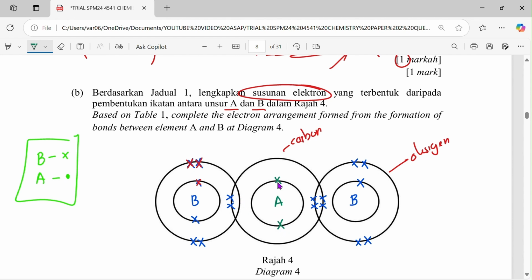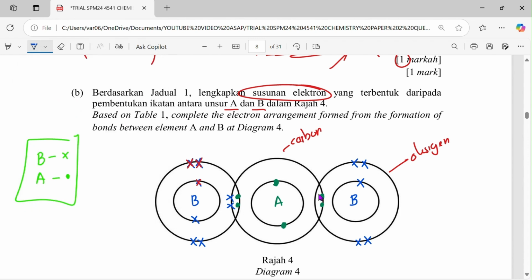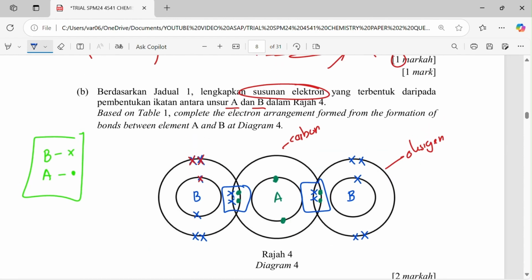Alright, so there we go. Okay, so 2 pairs of electron are being shared. So atom oxygen and carbon akan mencapai susunan elektron oktet yang stabil. So yeah, right.